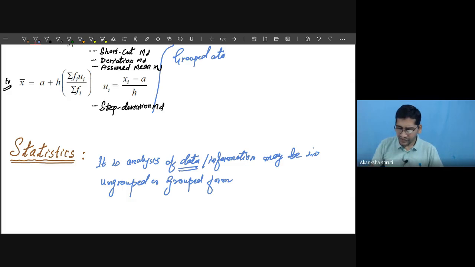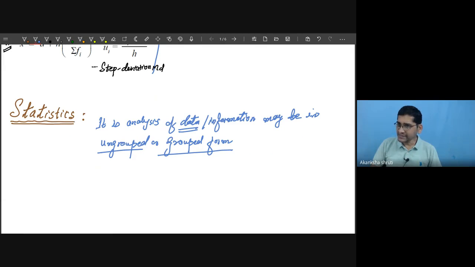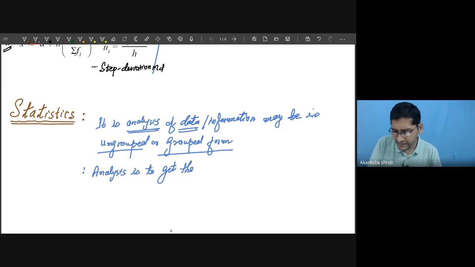So what do we mean by this ungrouped data and grouped data? In this analysis, the purpose is to get the central tendency. Where is the central point? So this analysis is done to get the central tendency.